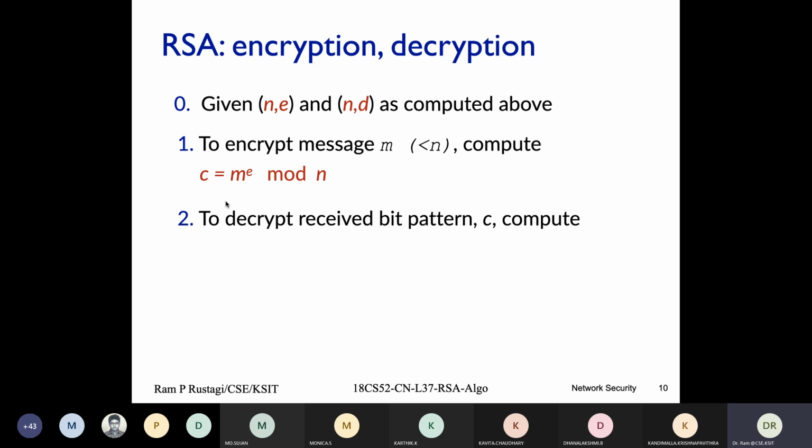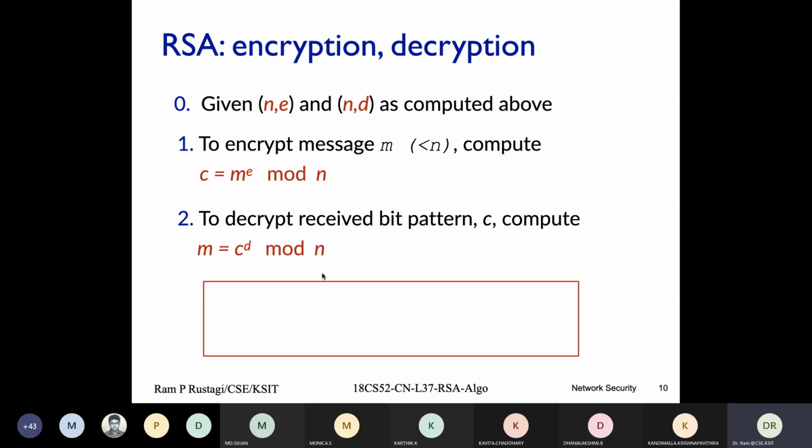When the receiver receives this message C, which is again a number, the receiver applies the formula C power D mod N, and when you do that, you will get the original message M back. And that is the beauty of this algorithm. So because of this magic, M raised to power E mod N, whole power D mod N, gives me message M back, and that is how things really work out.